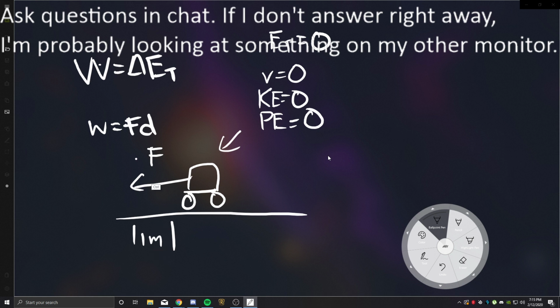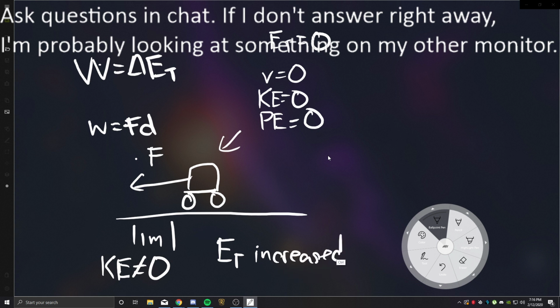Well, if I apply a force and I start moving it this way and it moves, let's say 1 meter, it has kinetic energy now because it's moving. So my kinetic energy is not 0, it's some number, and so my total energy just increased, because I did work on this object. I changed the amount of energy this object had because my work is equal to delta ET.